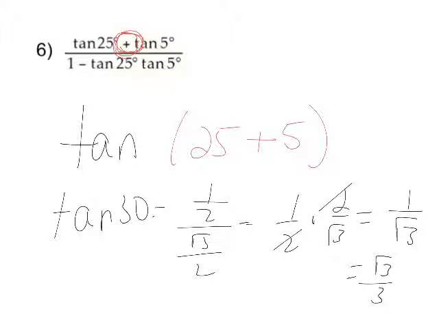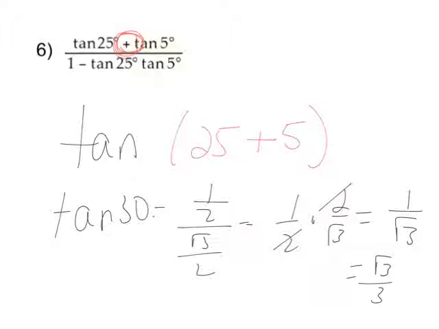Okay? This way, tangent is much easier and faster. It's when you have to do the expansion that's a little bit rough. And again, same hint. If you were to do 25 minus 5 instead of 25 plus 5, you would get 20. 20 is not on your unit circle.